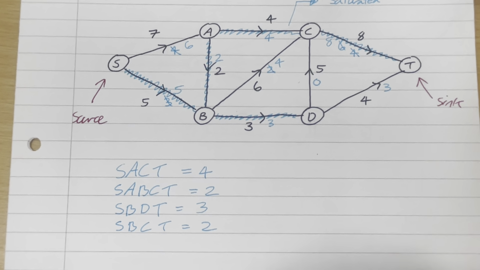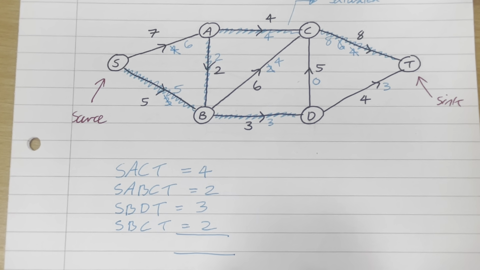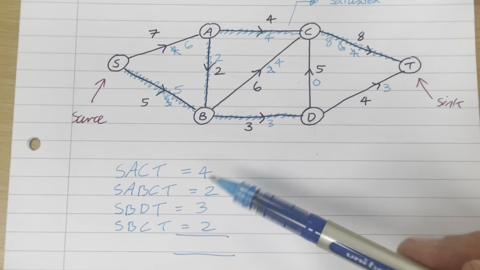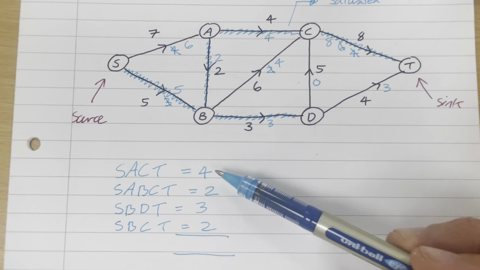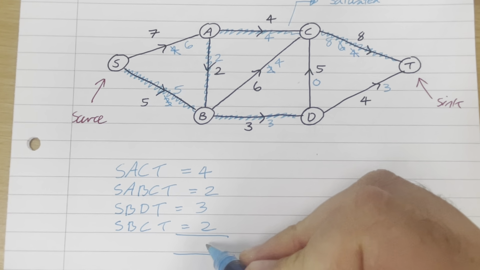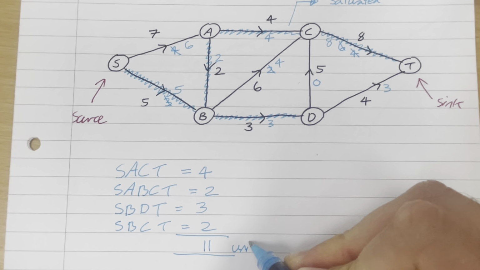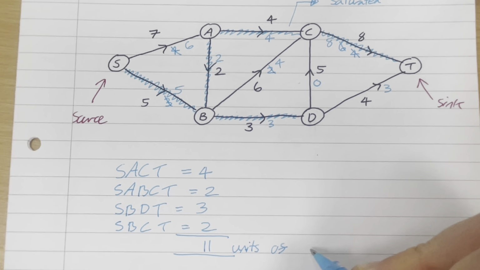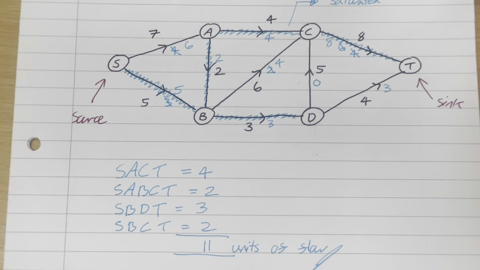And then the answer to the question, which is what is the maximum flow through this network, is the sum of these 4 numbers. So 6, 7, 8, 9, and 11. So 11 units of flow. And if there were units given in the question, it would be a good idea to give your answer in terms of those units. For example, litres per minute.